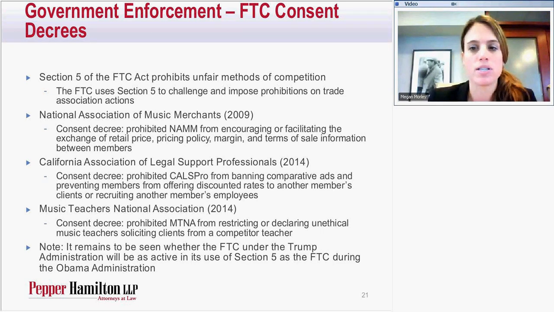In 2009, there was a consent decree issued with the National Association of Music Merchants. What was happening there is that it was alleged that at these trade association meetings and through the trade association, the members were exchanging information about retail price floors, or RPM, retail price maintenance, in which they're setting the floor for what you set your retail prices for. And so this organization and the FTC reached an agreement in which the FTC prohibited NAMM from encouraging or facilitating the exchange of this retail price information, pricing policy information, margin information, and terms of sale information between its members.